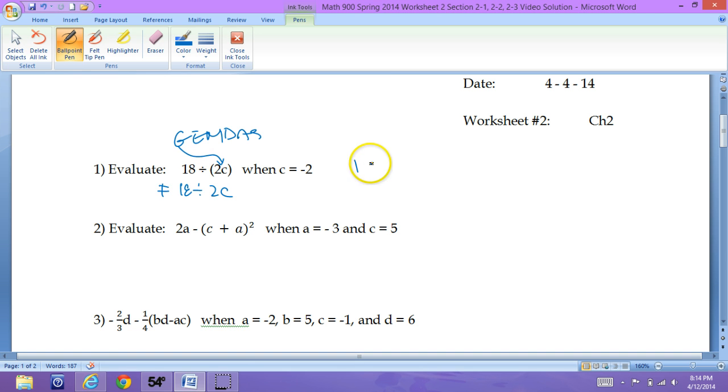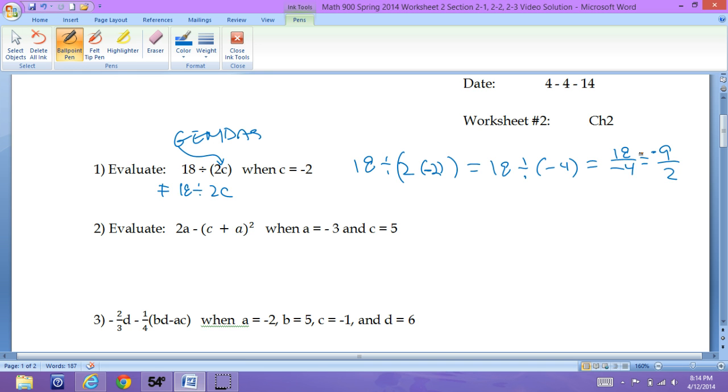So we're going to rewrite this. And I'm going to leave these parentheses for where there was a c. Now I'm going to substitute the negative 2 in for where there was the c. Then I get 18 divided by, what's 2 times negative 2? Negative 4. And this can be written, remember, as this. And this can be simplified by dividing both the top and the bottom by 2. So that leaves us with 9 halves, and it's negative 9 halves.